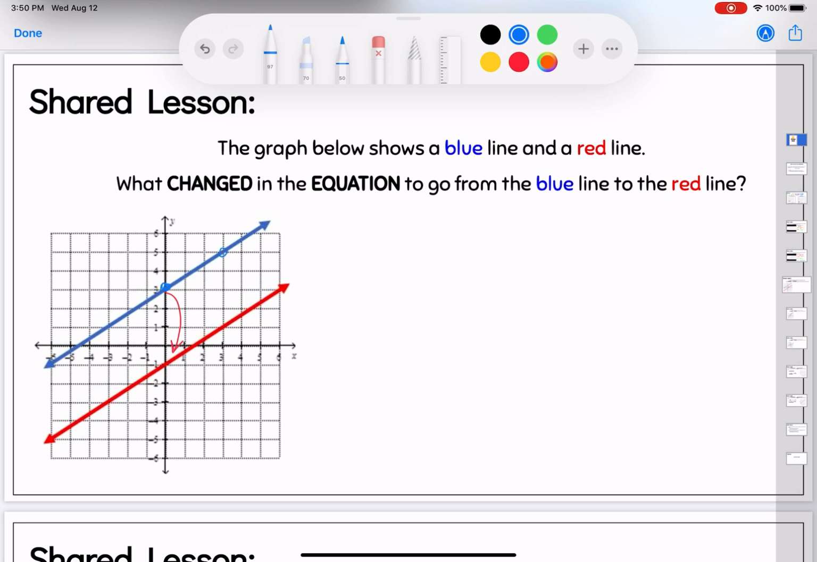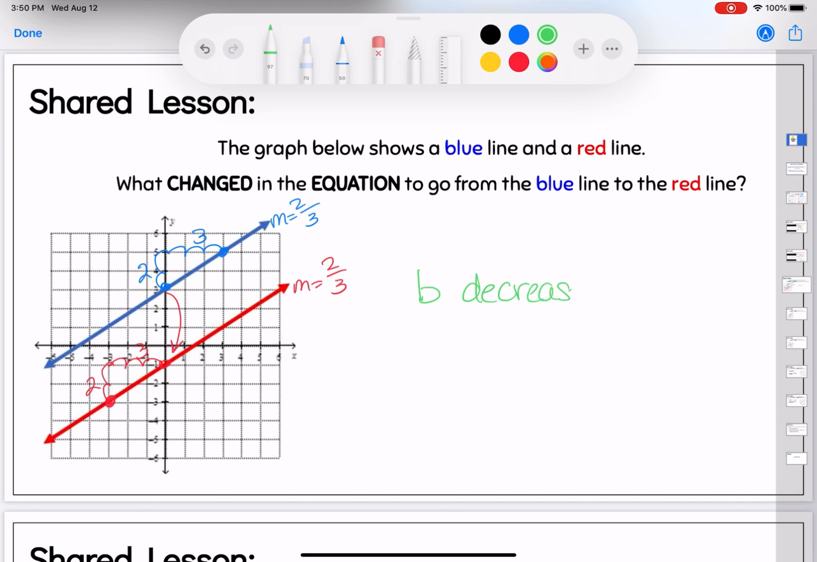If I see here looks like a point, and here looks like a point, it looks like my rise is 2 and my run is 3. So my slope for that one is 2/3 if I wanted to actually count it. And looking over here, rise of 2, run of 3. Slope of this one is exactly the same. So the slope didn't change. But what happened is I see that my y-intercept has changed, right? And to go from blue to red, my y-intercept must have decreased.